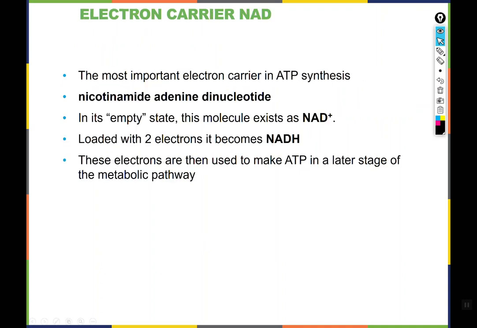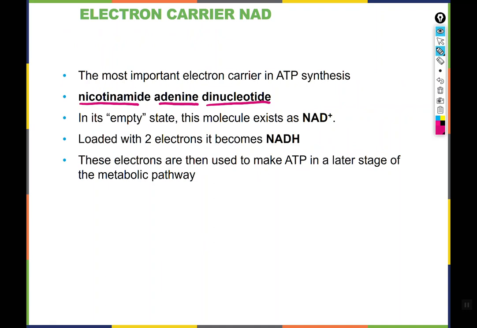So, electron carrier NAD. This is the most important electron carrier in ATP synthesis, and the word stands for nicotinamide adenine dinucleotide. You don't need to memorize anything about the molecular formula of this. What you need to know about it is that it is the principal electron carrier in ATP synthesis, and it can be either empty or full. If it's empty, it means it's lacking the electrons that it's carrying, and if it's full, it means it has all 2 electrons that it can possibly carry.